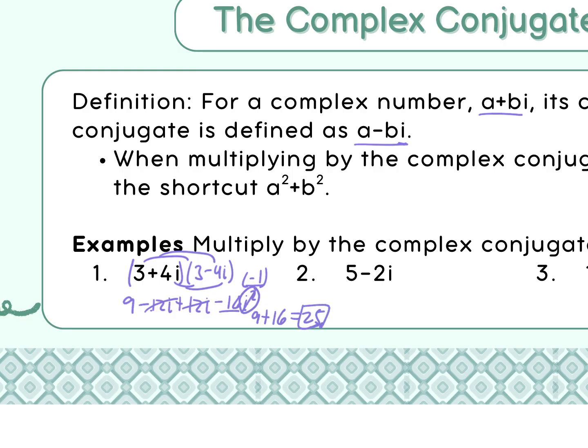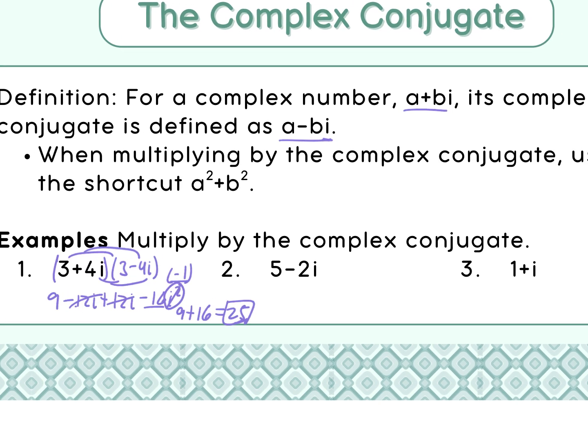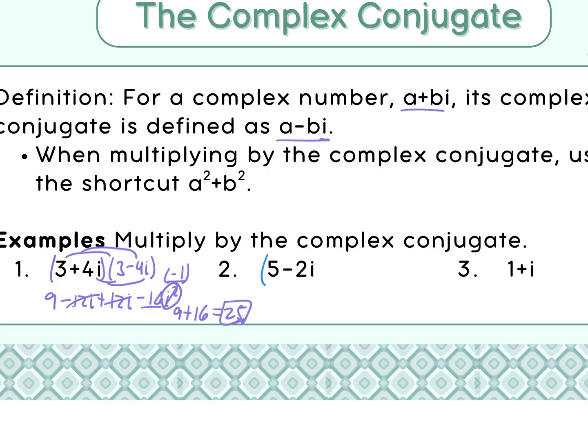All right. Now for this next one, I'm going to do the shortcut. All right, so 5 minus 2i is my complex number. My complex conjugate is going to be 5 plus 2i. All right, and just doing my shortcut, a is my real number, and b is the number in front of the imaginary. Remember, it's a plus bi. All right, so then I get 5 squared plus 2 squared as my shortcut, right? So a squared plus b squared, which is 25 plus 4, which is 29. So you'll see that that saved us a little bit of time.